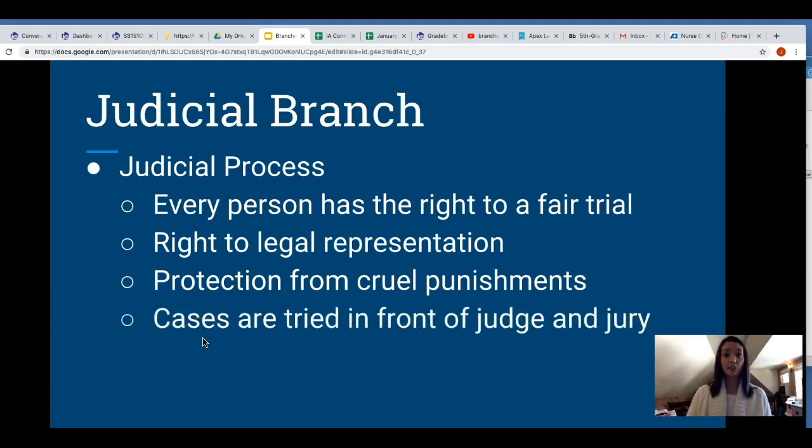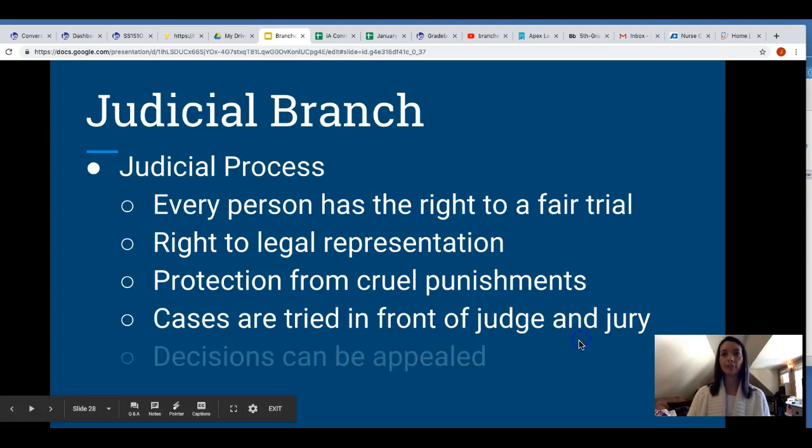And then cases are tried in front of a judge and a jury. So we've been talking about judges. A jury is a jury of your peers. So maybe some of you have heard of your parents being called for jury duty. That would mean that regular citizens in the United States have to serve on a jury and listen to the case and then help make a decision on the case. So cases are tried in front of a judge and a jury.